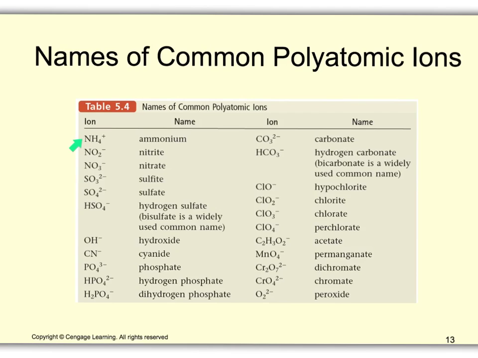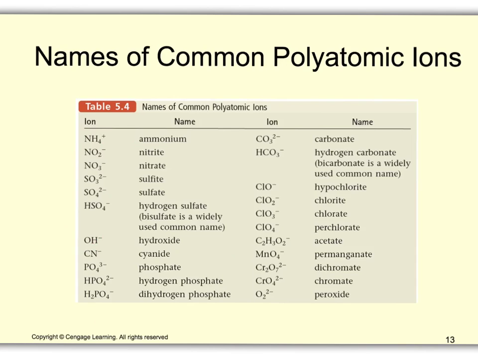NH4 with a +1 charge stands for ammonium. And so this right here, this NH4 +1, is our cation in a chemical formula. NO2 with a -1 charge stands for nitrite, and that would act as an anion in a chemical compound. And so you will see a list of the different polyatomic ions, and you will see their charges listed.